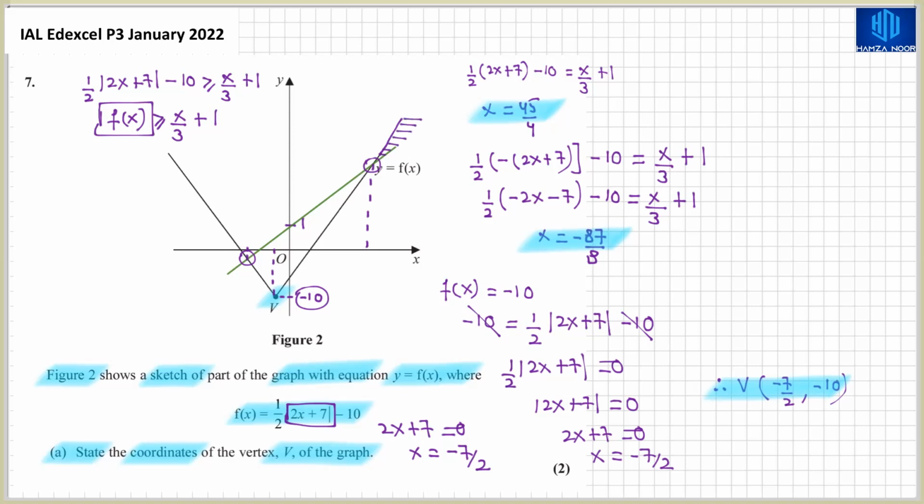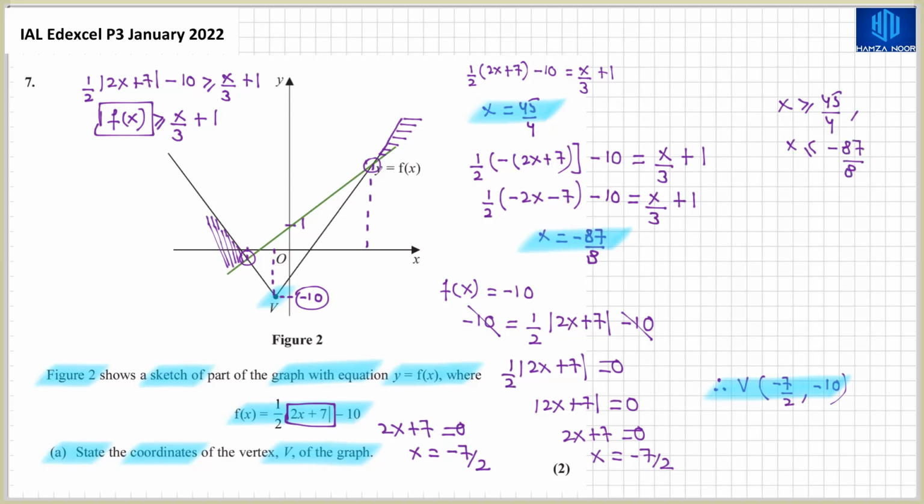As you can see, the fx graph will have higher values as compared to the green upward sloping line, and here I would shade this particular region. In this region, the fx graph has higher values than this green upward sloping straight line. So therefore we can say that the inequality is x is greater than or equal to 45 over 4, comma, x is less than or equal to minus 87 over 8.